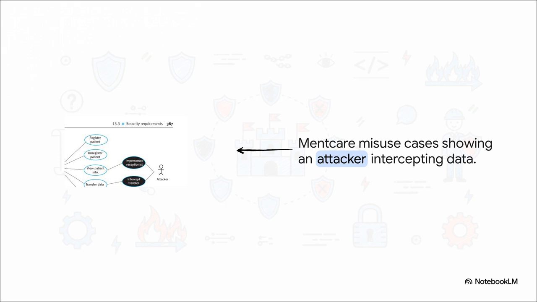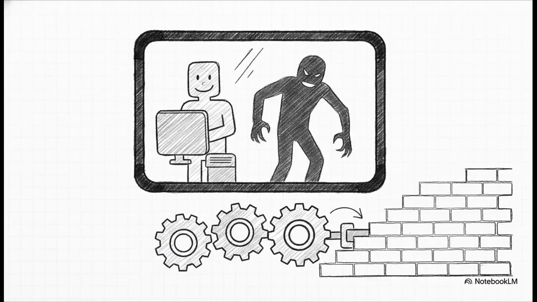So, to quickly recap why misuse cases are so essential, they invert traditional use cases to actively model the attacker's behavior. By visualizing the attack, we move from having vague worries about security to generating concrete, actionable technical mitigations that we can actually code into our software.